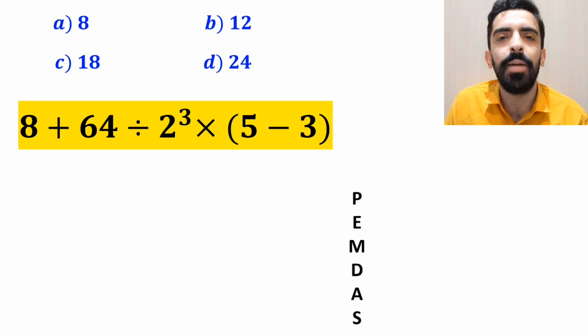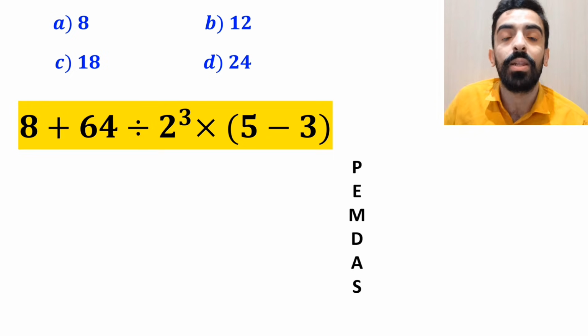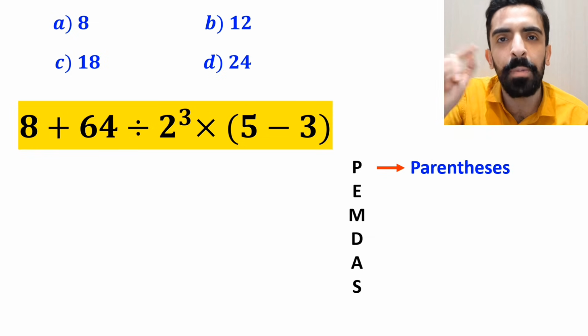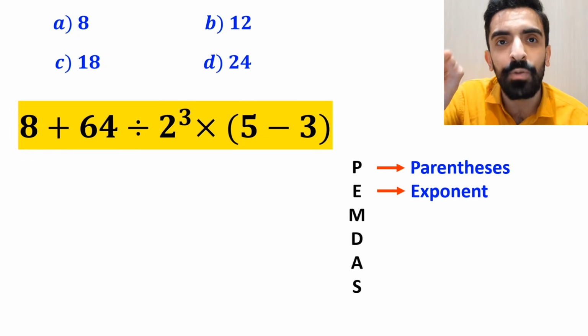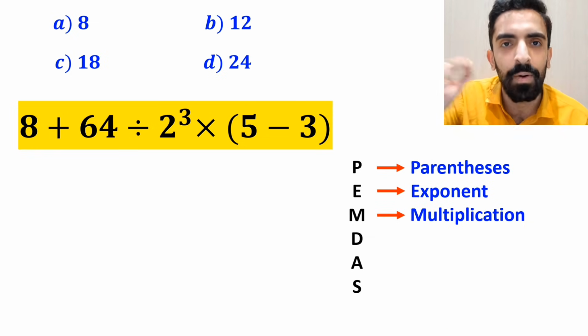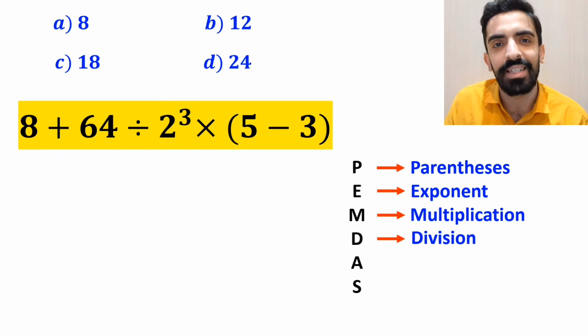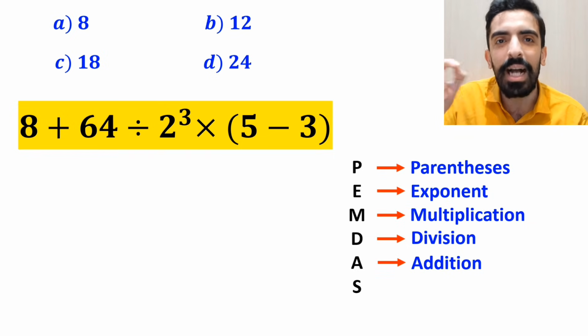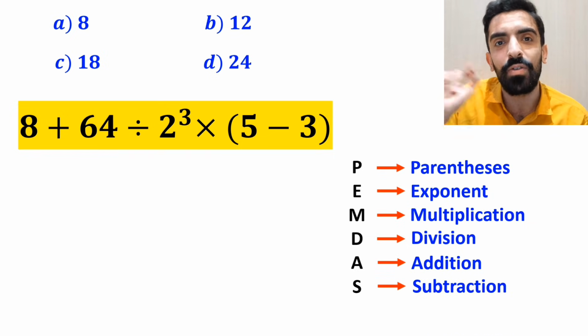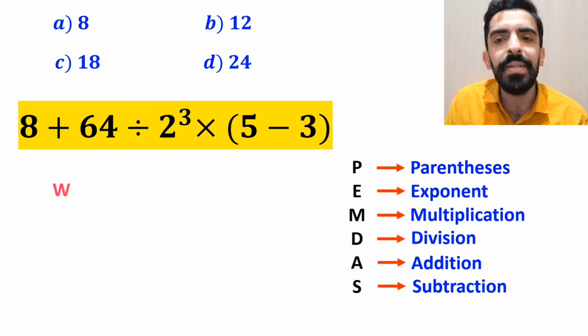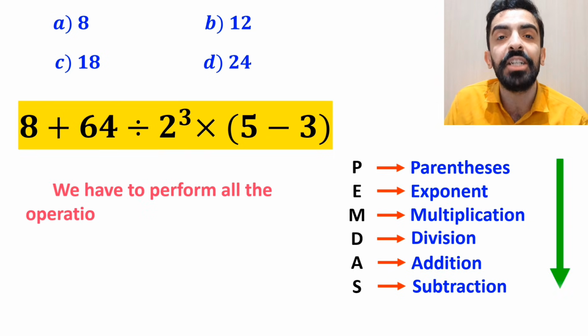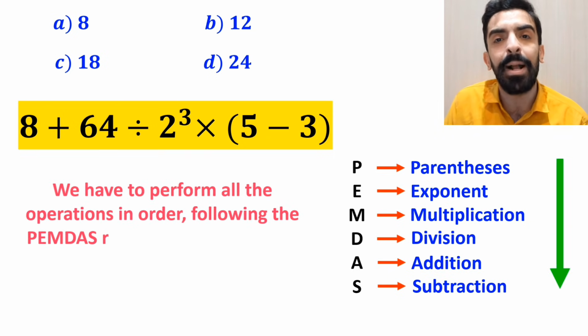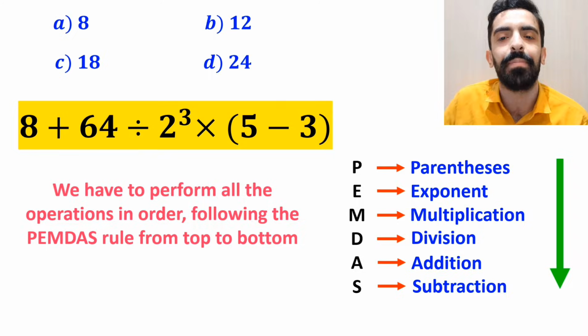To solve this problem, we must follow the PEMDAS rule. In this rule, P stands for parentheses, E stands for exponent, M stands for multiplication, D stands for division, A stands for addition, and S stands for subtraction. It means that we have to perform all the operations in order following the PEMDAS rule from top to bottom.